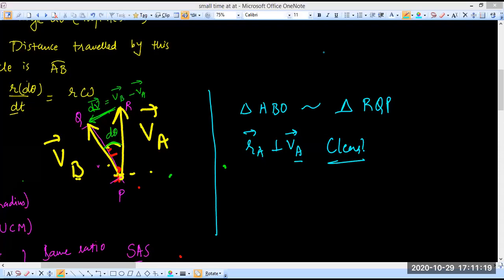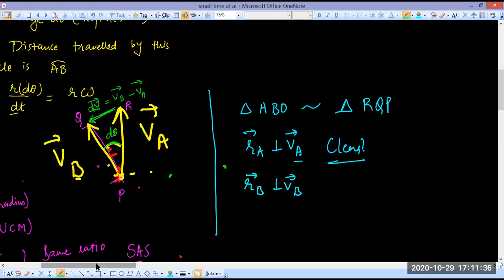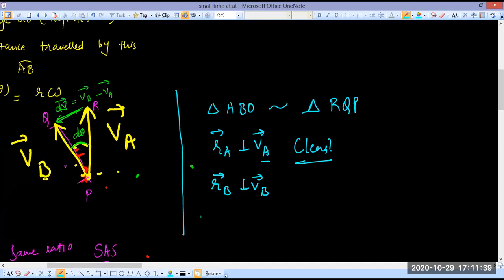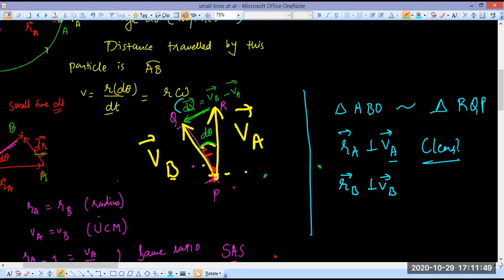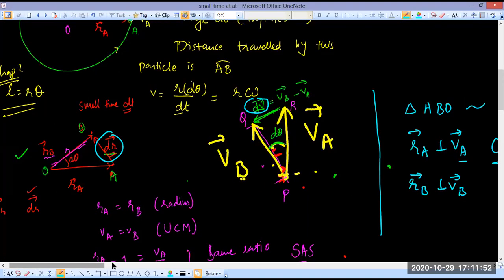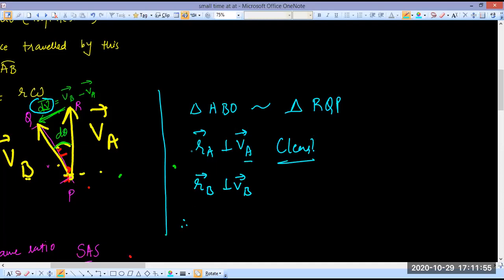I made you write it, didn't I? While I was explaining, I told you that this is something we always get in circular motion. Just like that, RB is perpendicular to VB, right? And because these triangles are similar and all angles are the same, it becomes necessary that the third side is also perpendicular. Which third side? The third side of this one is dV, and of the other it is dR. So because the triangles are similar and because we have this, that makes it necessary that dR is perpendicular to dV. Clear? dR vector is perpendicular to dV vector, right?